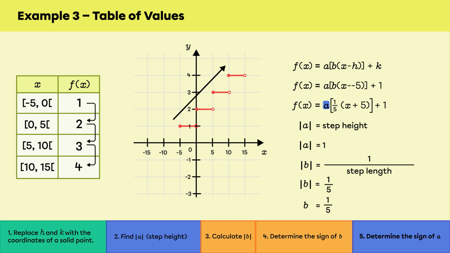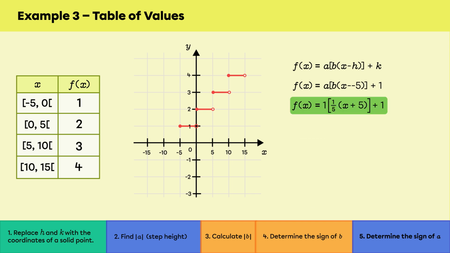Since the function is increasing, a and b have the same sign. Since b is positive, a is also positive. The rule for this function is f(x) = 1 multiplied by the greatest integer of 1/5 times (x + 5), plus 1.